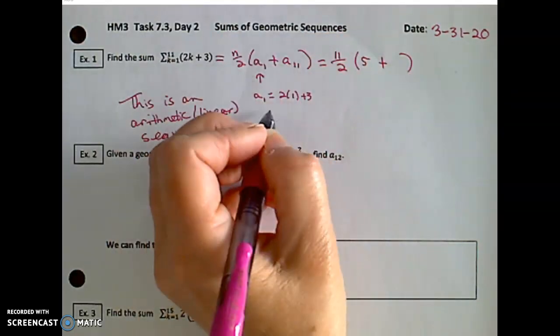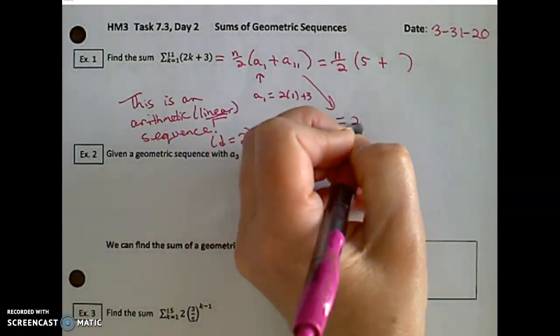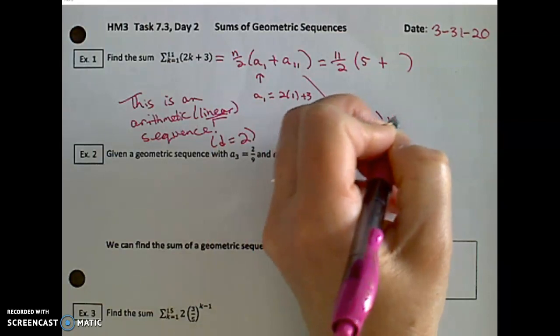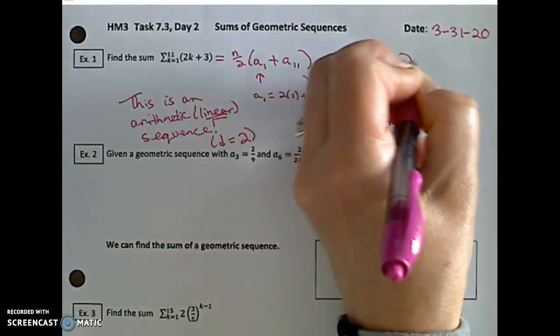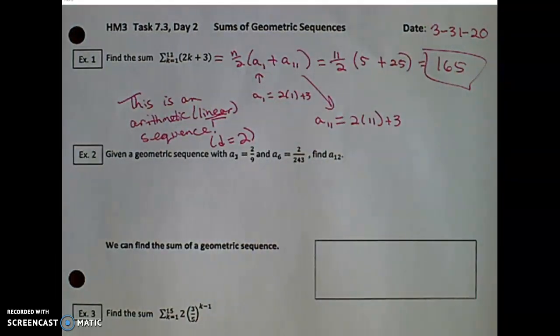Plus the last, in this case, is a sub 11. What is a sub 11? 2 times 11 plus 3, which is 25. And I get a sum of 165. You could have used other formulas for that, but if you notice it's arithmetic, it's a little bit easier.